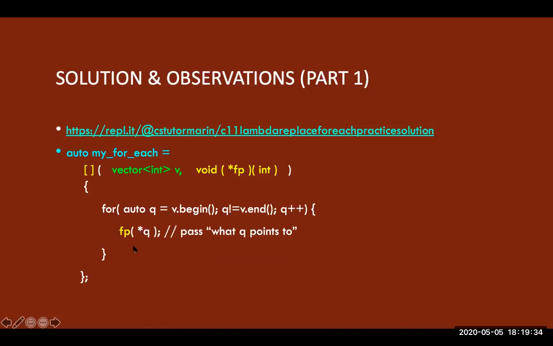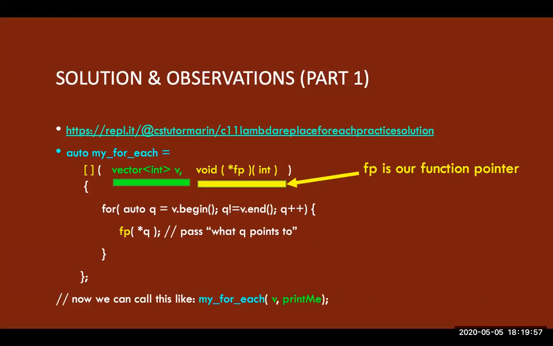And then we just call the function, right? We're just calling that argument, which is a function pointer, with the dereference of the iterator. So we actually get what's in the container, okay? So that's how we would write the for each part, right? And then we could call it like that, like as designed. So that part was already written, right?